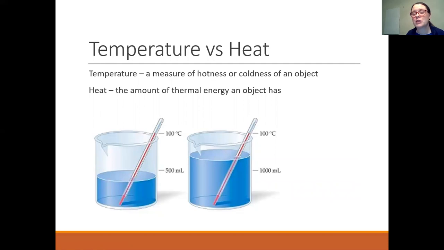So the difference between temperature and heat is temperature is how hot or how cold an object is. So an object may have a temperature of 0 degrees. That doesn't tell me anything really about how much heat it has. I'm going to use that information to calculate how much heat it has. The amount of heat the object has is a measure of its thermal energy.